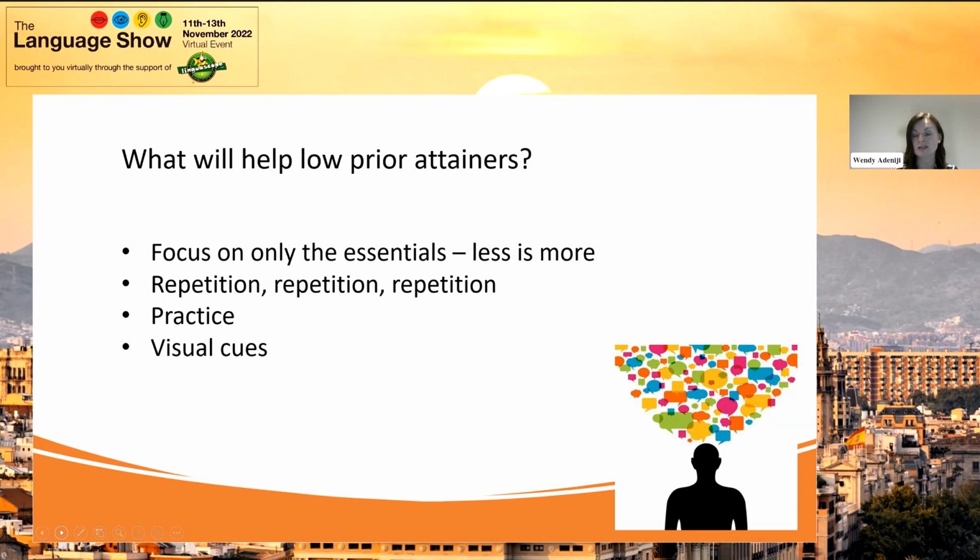Coding is another really nice thing to use. For example, according to gender, for younger students, you might want to colour code particular tenses, which I'm going to show you an example of later in this session.